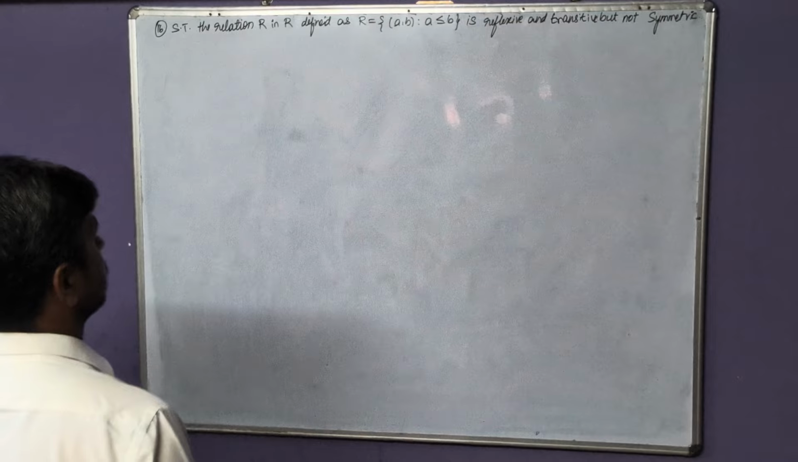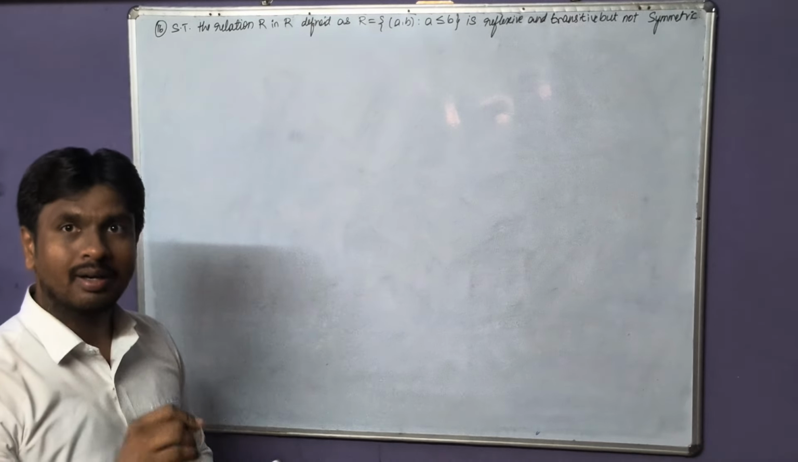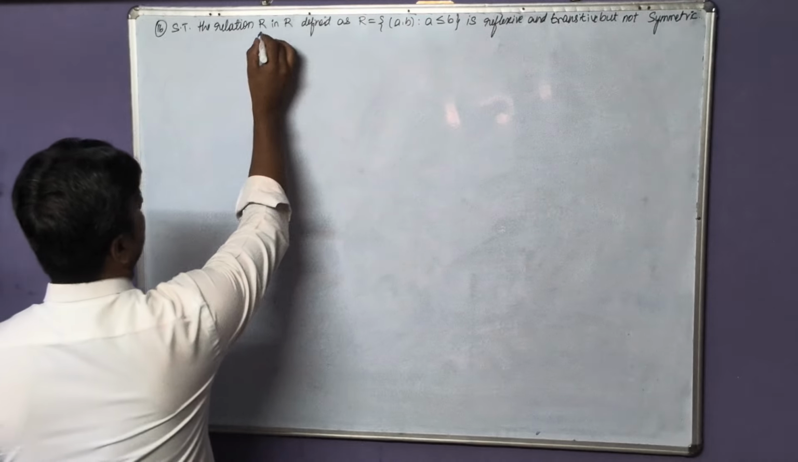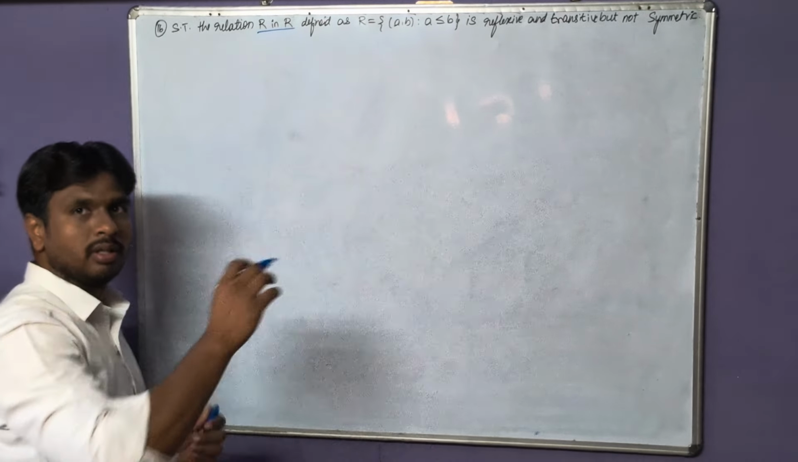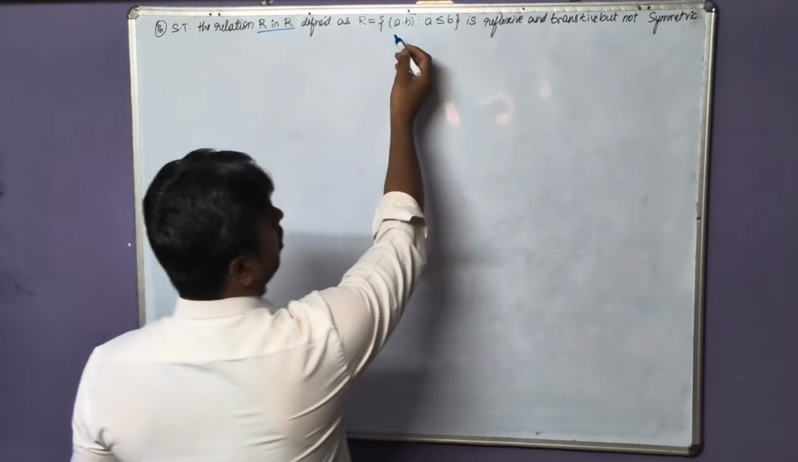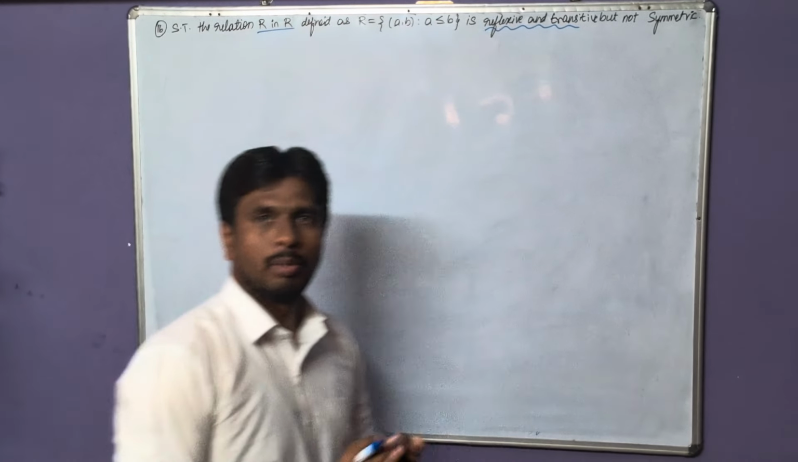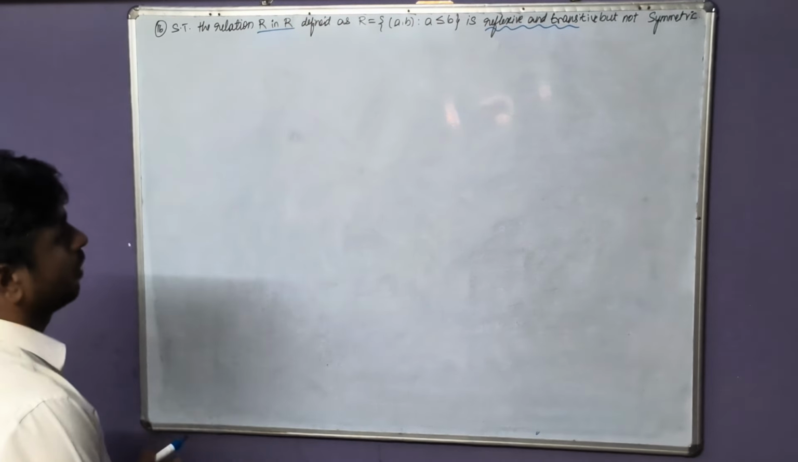We have the next question, dear students. Show that the relation R in ℝ, a relation under real numbers, defined as R = {(a, b) : a ≤ b}, is reflexive and transitive but not symmetric. We need to prove that the given relation is reflexive and transitive, but it is not symmetric. This is what we have to prove.